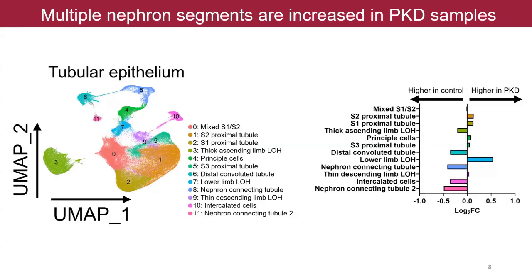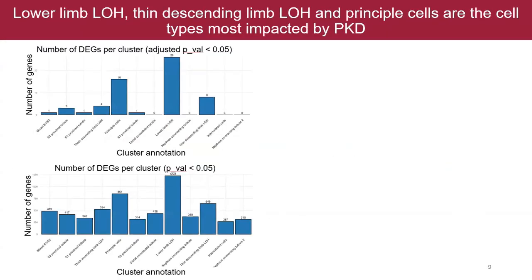Now, in order to more closely interrogate the differences that are present across clusters among our samples, we looked at the number of differentially expressed genes across clusters. And using both p-value and adjusted p-value, we see 3 clusters really stand out with the number of differentially expressed genes in PKD samples. These are our principal cells, our lower limb loop of Henle, and then thin descending limb loop of Henle.